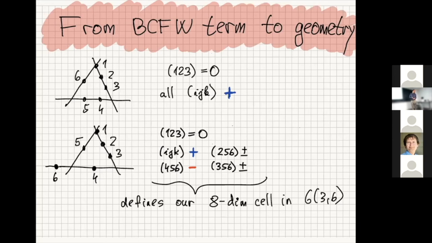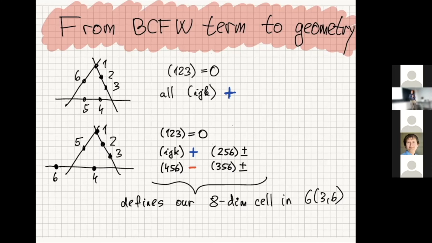Okay, now what about the geometry? So in the planar case, that's the first one, we know that for one particular cell in G3N, the points 1, 2, 3 were on the line, which means that the minor 1, 2, 3 is zero, and all other minors were positive. Now looking at this configuration, it changes. 1, 2, 3 is still on a line, so the 1, 2, 3 minor is zero. Now all minors are positive except a few. So minor 4, 5, 6 is actually negative. And minors 2, 5, 6 and 3, 5, 6 don't have a fixed sign.